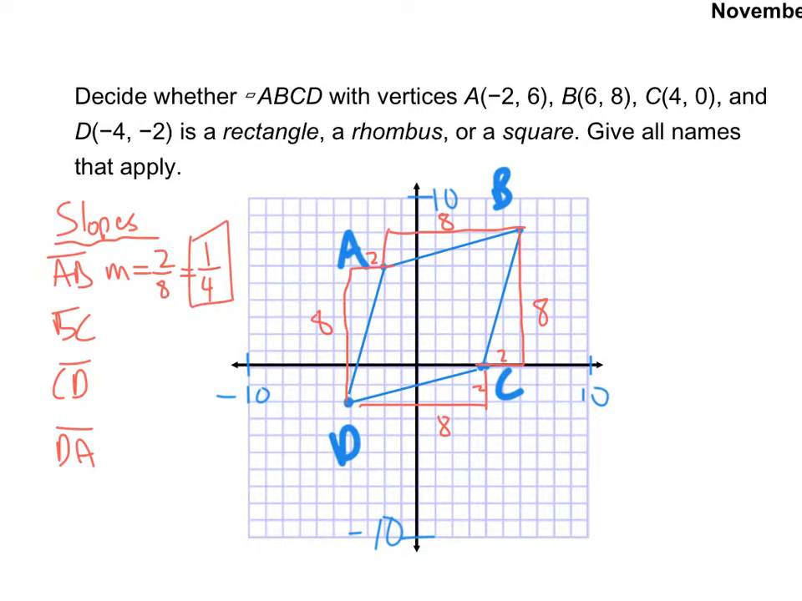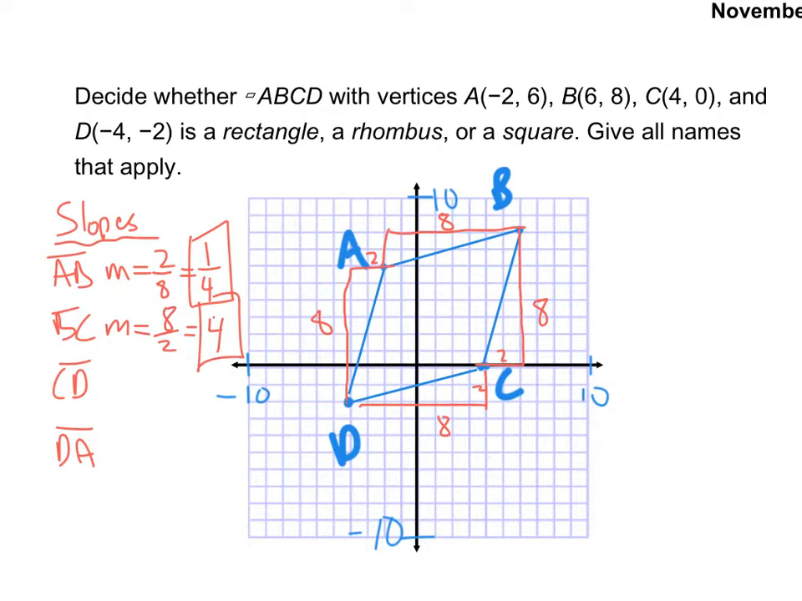Slope is a fraction. And then BC, don't worry about going from B to C. That's just the line. We can think of it going from C to B. We're going up 8 and over 2. So this has a rise of 8 and a run of 2. Since it's going up to the right, it's going to be positive. And so that is 4.